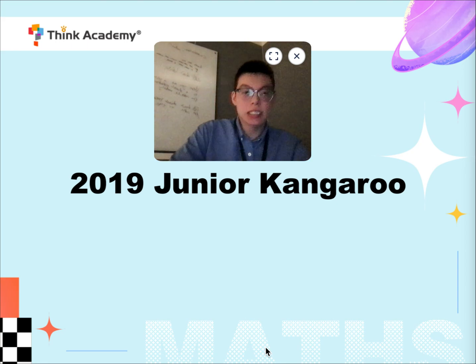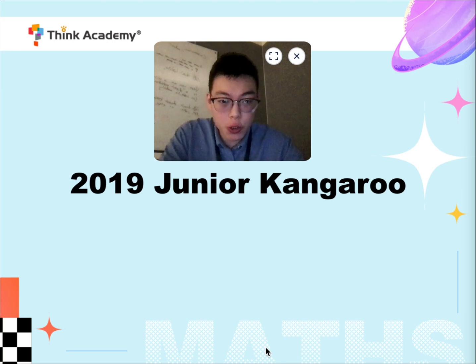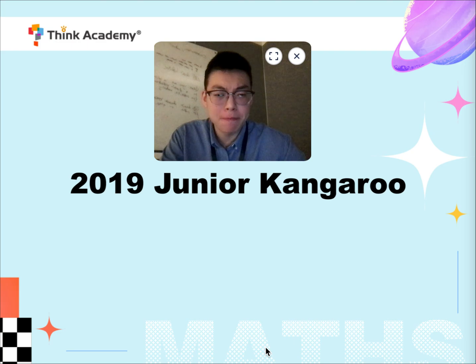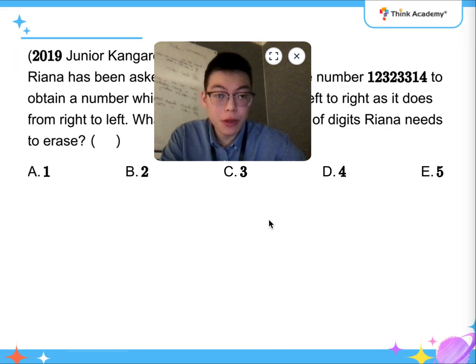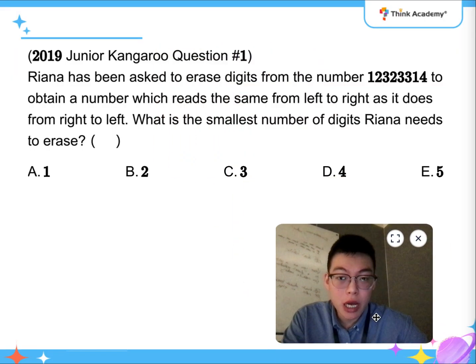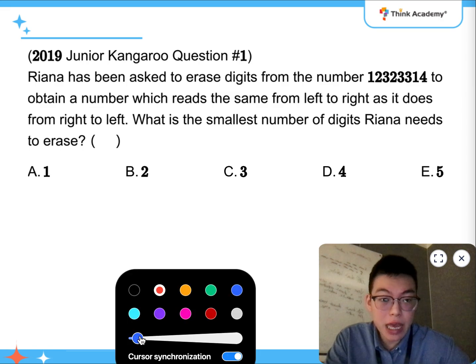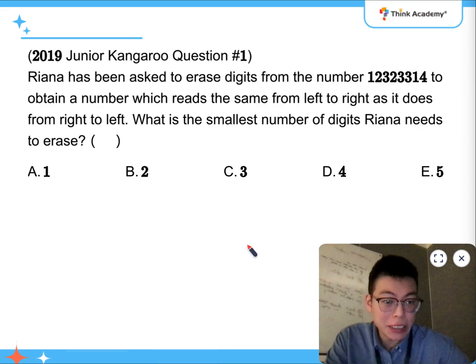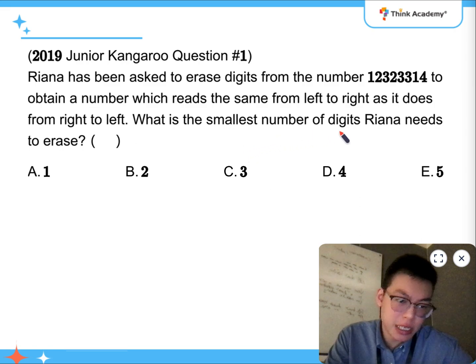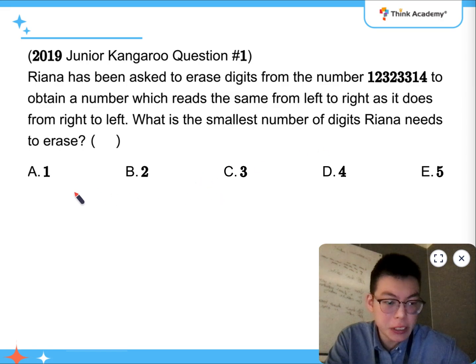So today let's take a look at the 2019 Junior Kangaroo past paper. So for the first question, it says that Rihanna has been asked to erase digits from the number to obtain a number which reads the same from the left and from the right. What is the smallest number of digits that Rihanna needs to erase?